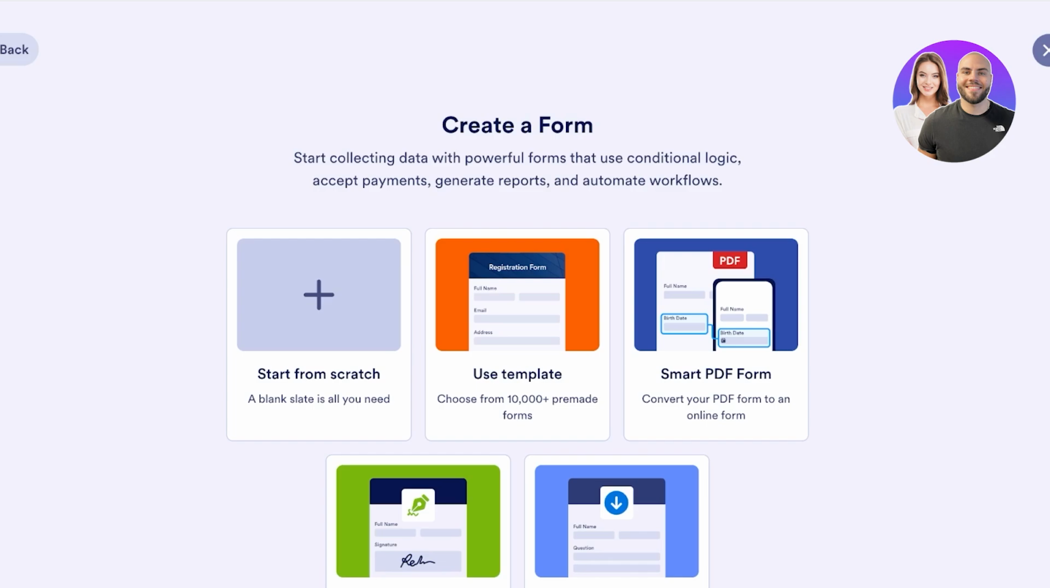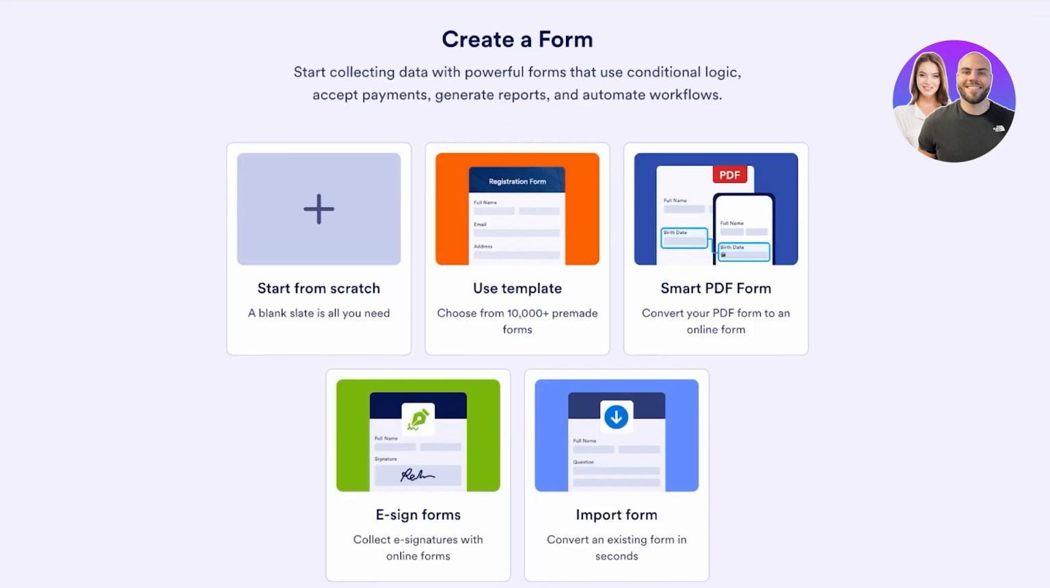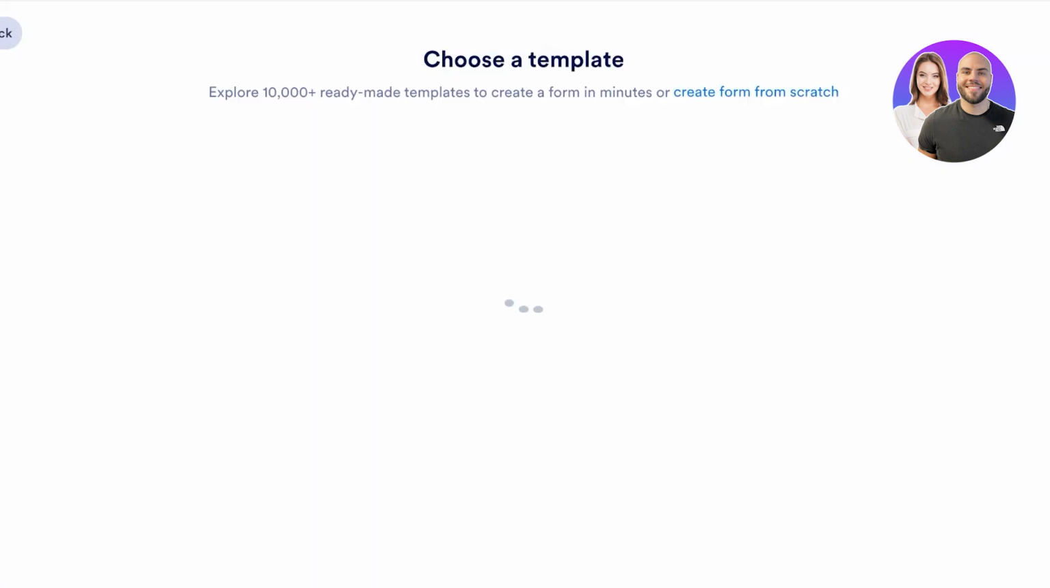Not only that, but JotForm allows you to create e-signature forms. So that basically means that if there are people that need to sign and verify a document, they can do it all via JotForm. So you can get started with a template, smart PDF form, import from an existing form, or use an e-sign form. Today, we're going to choose a template and we will begin.